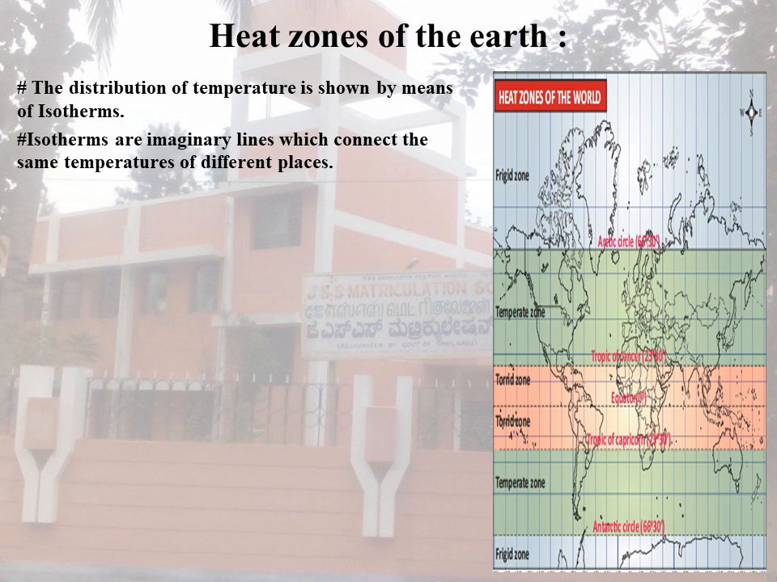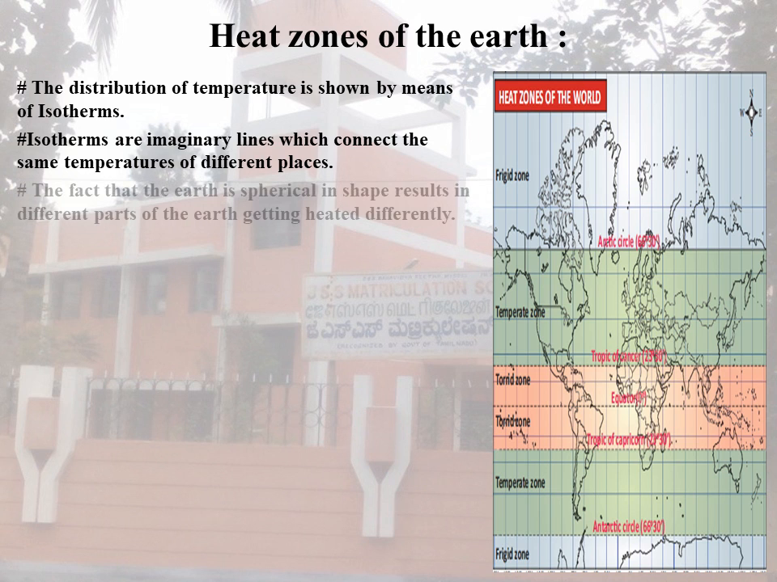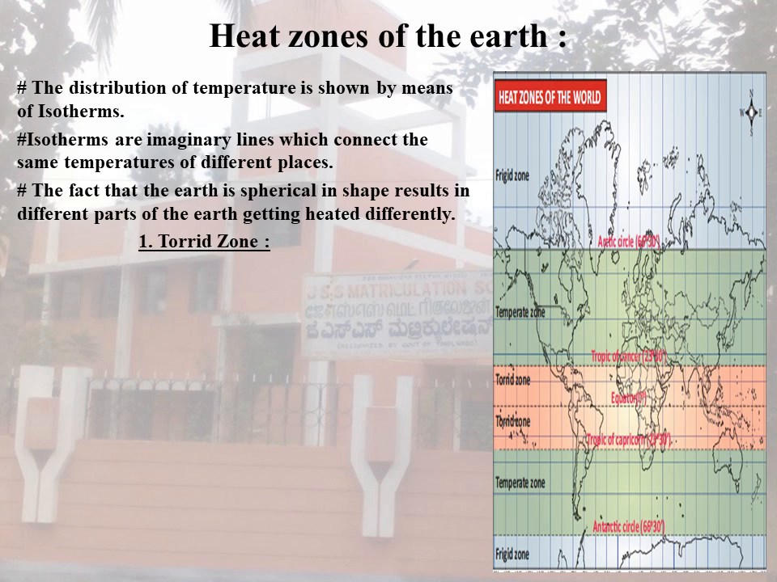Now we are going to learn about the heat zones of the earth. The fact that the earth is spherical in shape results in different parts of the earth getting heated differently. Based on the heat received from the sun, the earth is divided into 3 heat zones. I have already given the picture on the right side. They are the frigid zone, the temperate zone and the torrid zone. In the southern and northern hemispheres we divide them like this into 3 heat zones. The first one we are going to learn about is the torrid zone.